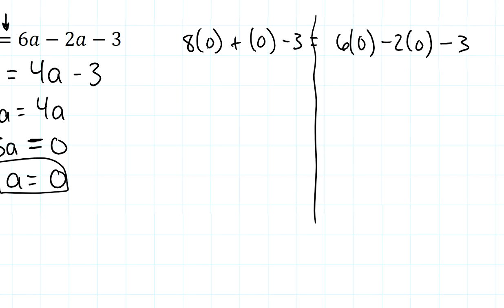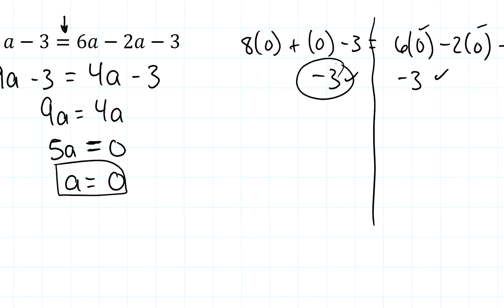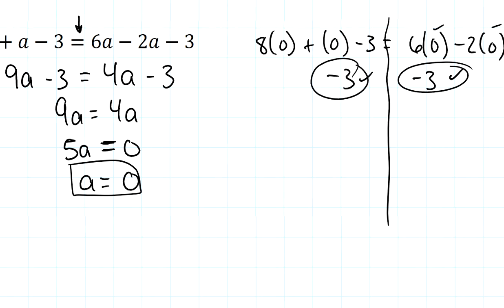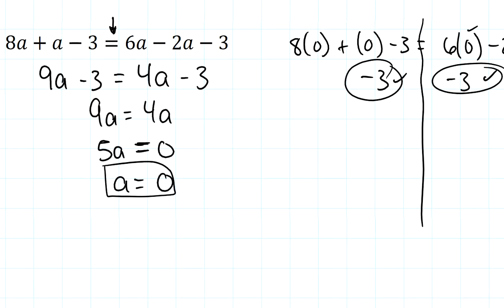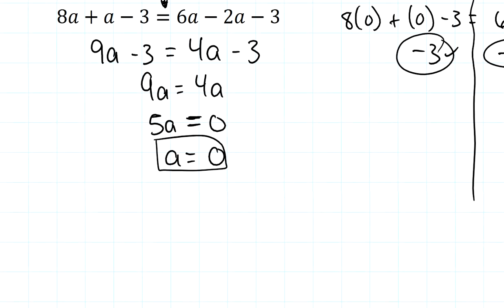Well, you can see 0 is 0. 0 plus 0 is 0, so I end up with negative 3 on this side. And this is 0, and this is 0, and I end up with negative 3 on this side. So you can see when a is 0, it does indeed make the left-hand side and the right-hand side the same. It makes them both negative 3. So 0 is my solution.